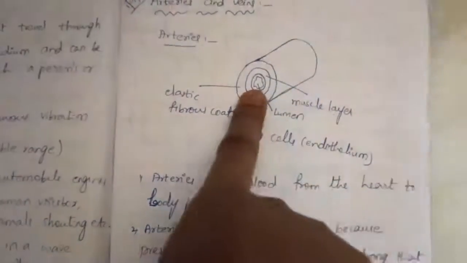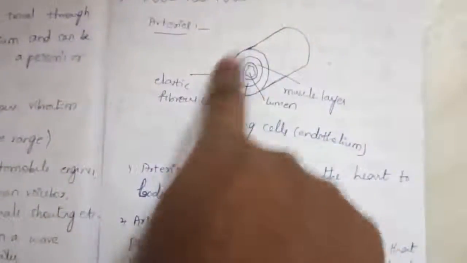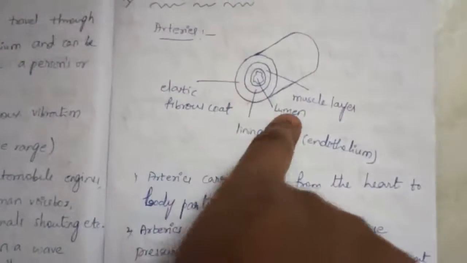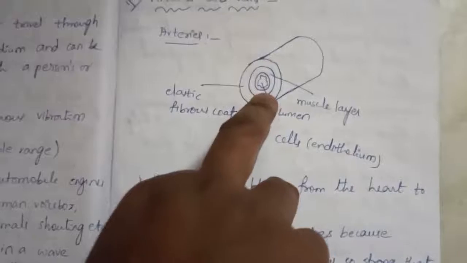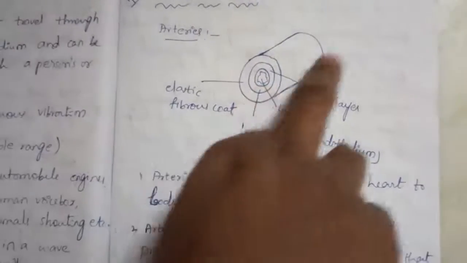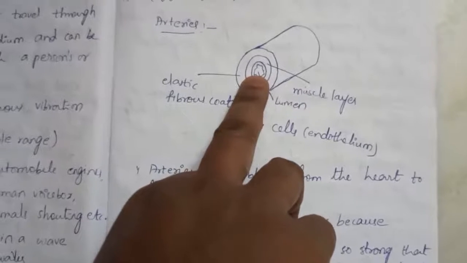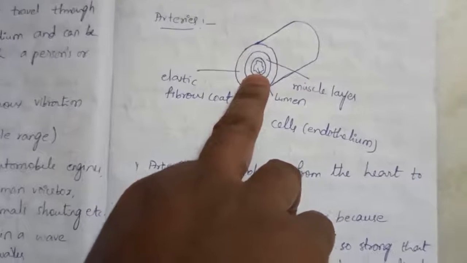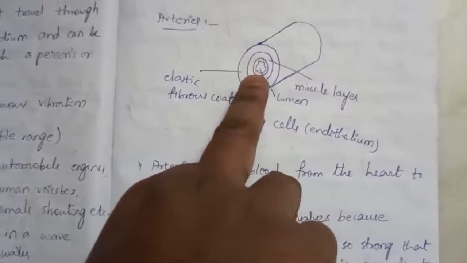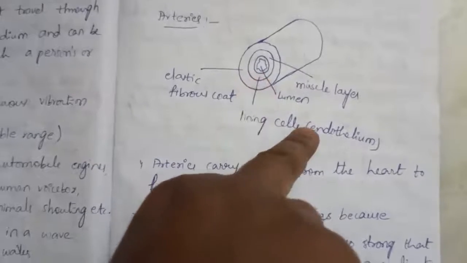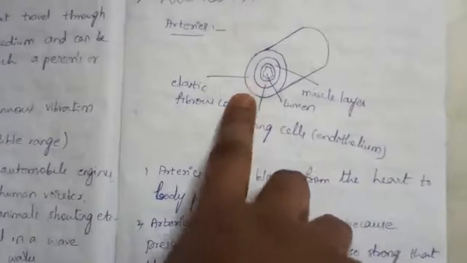And coming to the lumen, which is the tubular space of the vessel, and which is smaller than the lumen of the veins. It is the space through which the blood enters and flows. So the lumen is the tubular space, smaller than the veins' lumen.